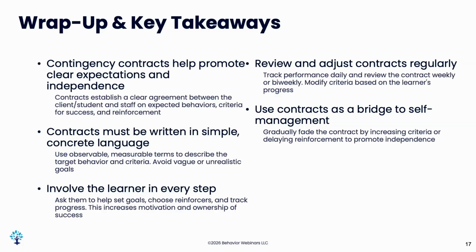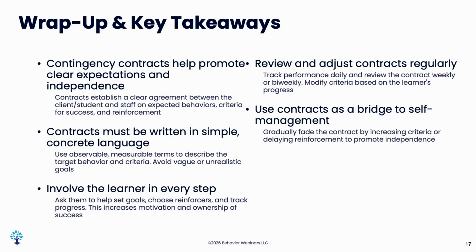Okay, so wrap-ups and key takeaways. Contingency contract helps promote clear expectations and independence. It's a clear agreement between clients and staff on expected behaviors, criteria for success, and reinforcement. The contracts must be written in simple, concrete language, use observable, measurable terms to describe target behavior and criteria, and avoid vague and unrealistic goals. Involve the learner in every step, so you want to make sure they're discussing the goals and reinforcers and how you're going to track the progress.